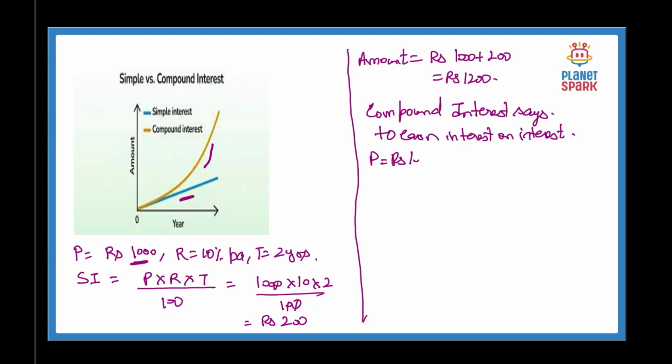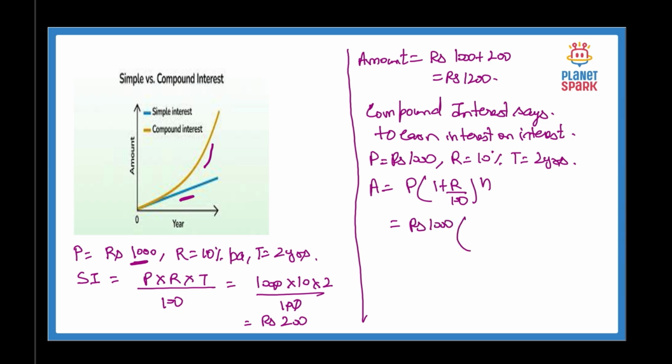Principal amount is rupees 1000, rate is 10%, time is 2 years. Formula for amount will become A is equal to P bracket 1 plus R upon 100 raised to the power N. Now in place of P, I will write 1000 bracket 1 plus R, which is 10, upon 100 raised to the power N. N is nothing but time, which is 2 years over here. 10 and 100, 0 and 0 will get cancelled. I would be left with 1000 into (1 plus 1 upon 10) raised to the power 2.